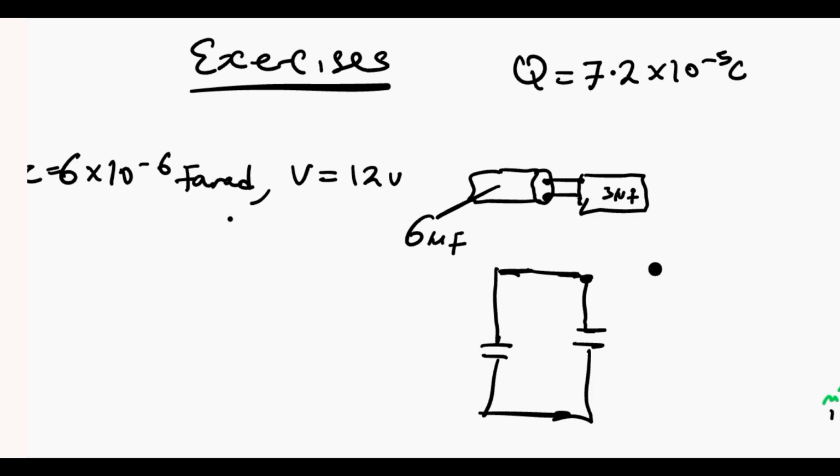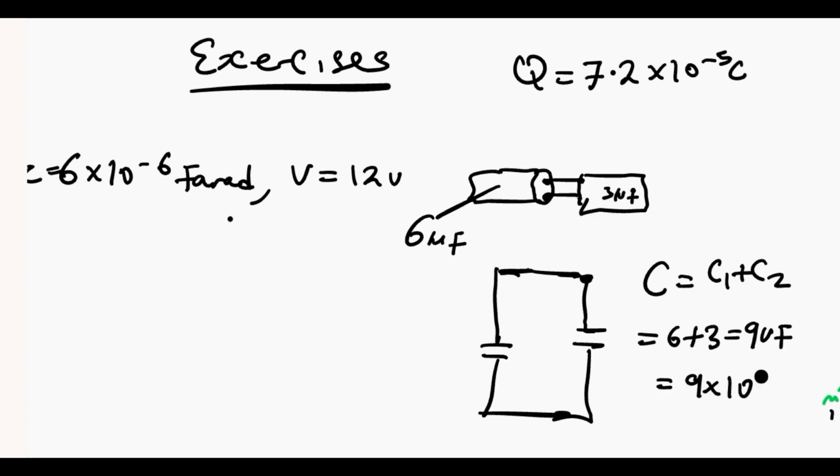And the total capacitance in a parallel connection is given by C equals C1 plus C2. Since there are just two capacitors here, the total capacitance will be equal to 6 plus 3, that is equal to 9 microfarad, which is the same thing as 9 times 10 raised to the power minus 6 farad. So that is our C.